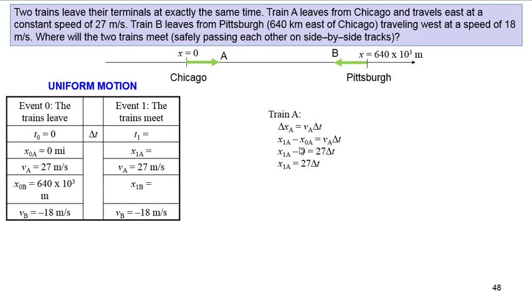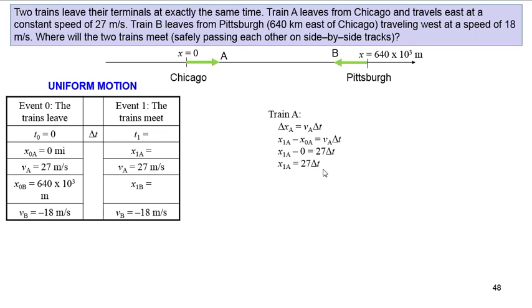Now I'll plug in all the values I know from my table. x0a is 0. I don't know the position of train A when they meet. VA, the velocity of train A, is 27, and delta t is unknown. Here I've just simplified the math. So I don't know this value, and I don't know this value, so I cannot solve this equation yet.